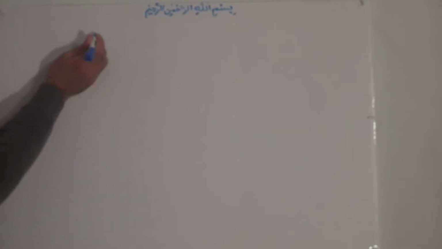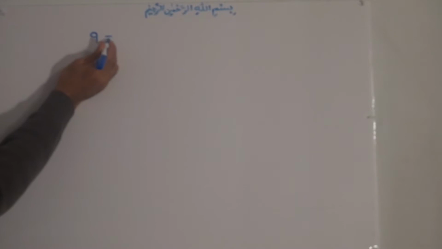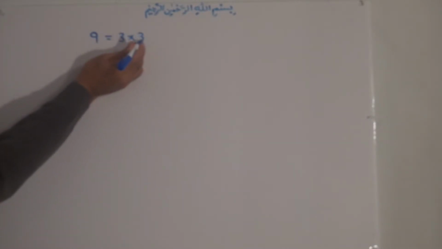In our previous lesson we discussed prime numbers and composite numbers, and we said that a composite number is composed of multiplying prime numbers. For example, 9 is equal to 3 times 3. 3 is a prime number, 3 is a prime number, 9 is a composite number.